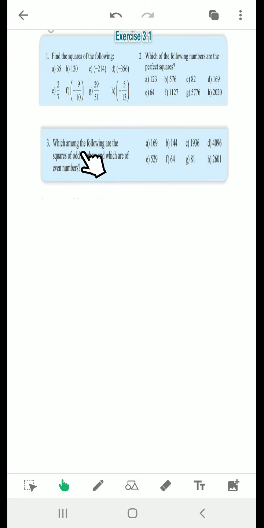And third, which among the following are squares of odd numbers and which are squares of even numbers? If a number is odd, then it will be the square of an odd number. If a number is even, then it will be the square of an even number. So it is odd, so it is the square of an odd number. It is even, so it will be the square of an even number. Try to solve this exercise. If you have doubt, you can ask me again. Thank you.